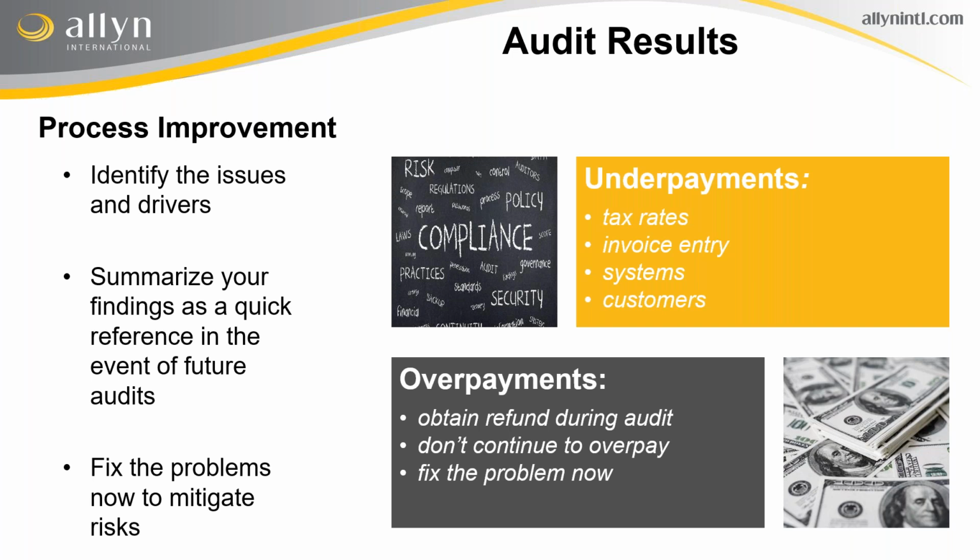If your audit resulted in underpayments, it could be that your tax rates in your system are not accurate, or you may have invoice entry issues. For example, your ship to state is not being entered, or the wrong state is used. You may have issues with obtaining and maintaining customer documentation for exempt sales. We talked about exemption certificates.